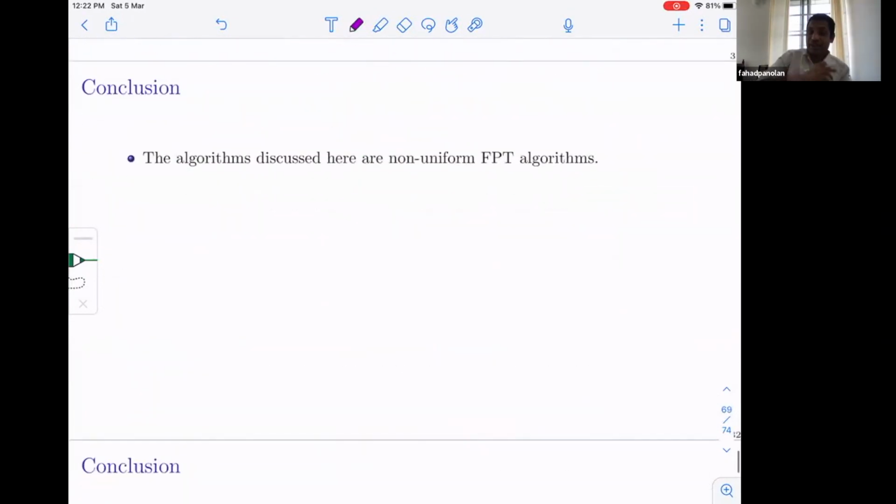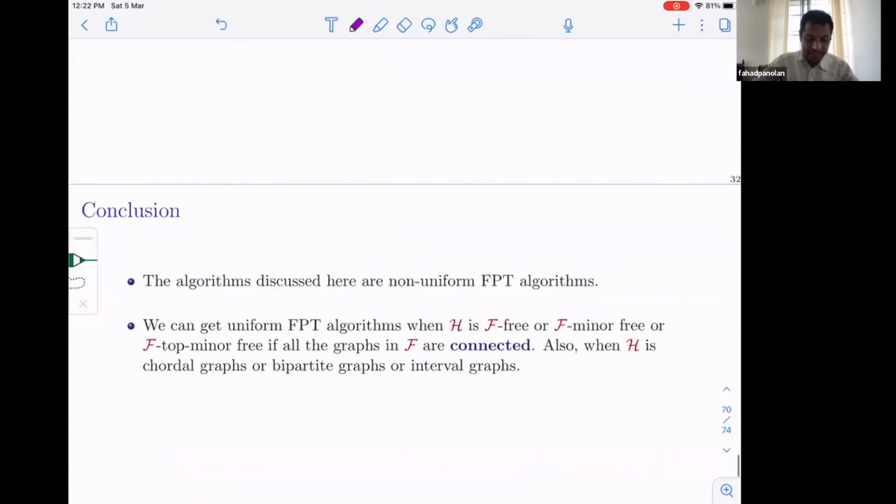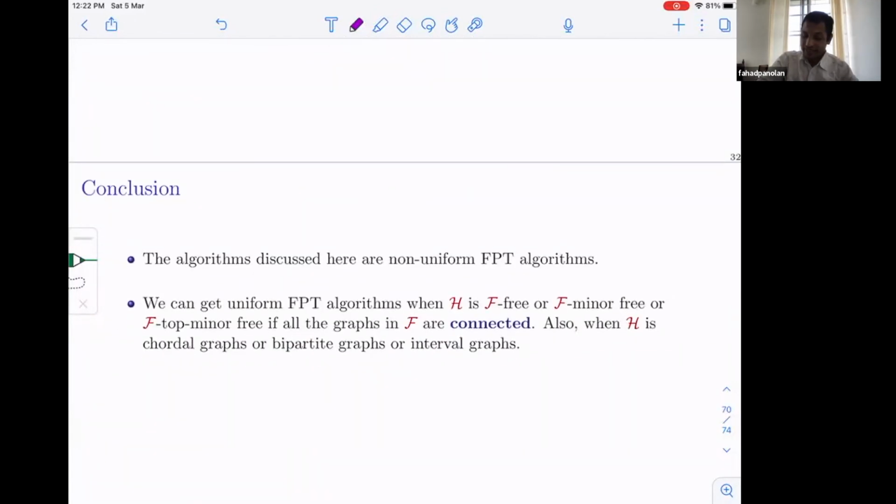Now, let me conclude. All the main algorithms I explained here are non-uniform, not the algorithm on unbreakable graphs, but the algorithm on general graphs. The unbreakability comes from the CMSO property and applying condition A. But we can get a uniform FPT algorithm when H is F free, F minor free, or F topological minor free, when all the graphs in F are connected. That is a condition which I didn't mention yesterday for a question.